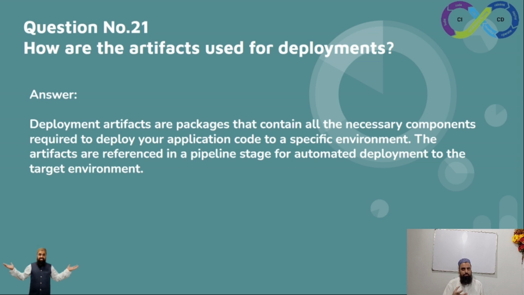We have Docker images. We can run them anywhere on any environment, over the cloud or on-prem, or any VMs. So we have Docker images as the best form of artifacts. The artifacts are referenced in a pipeline stage for automated deployment to the target environment. We have artifacts, now we can deploy them to our cloud environment.